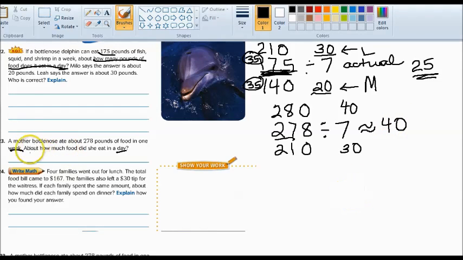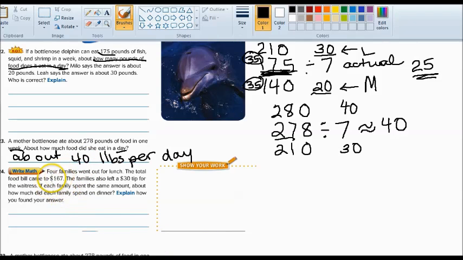We would say, about how much food did she eat in a day? And I would not ever write 40 because that doesn't answer the question. So we're going to write about 40 pounds. I shouldn't have two L's there. About 40 pounds per day. Okay? So there we go. Sorry about the extra L.